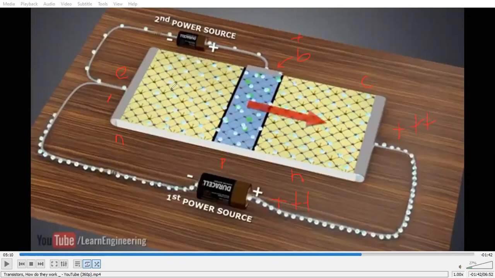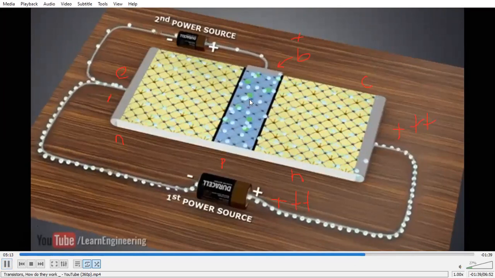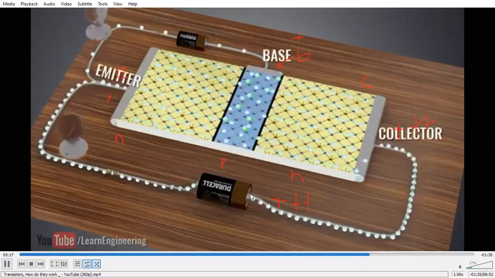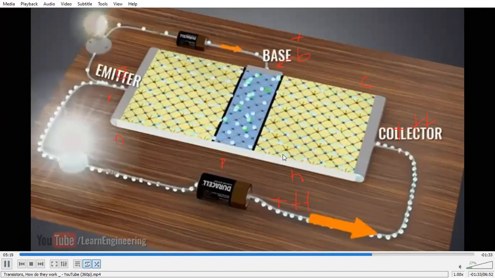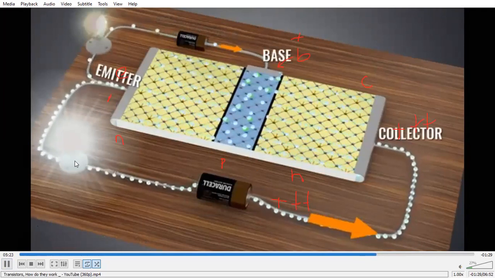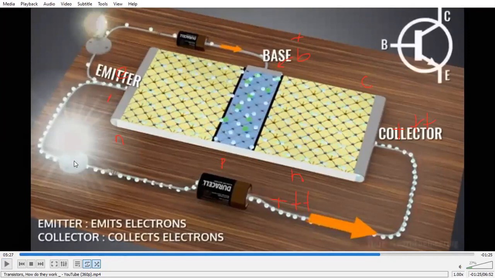So the electron will flow from your emitter to your base and collector. You can see less electron goes to base, more electron will go to collector. Why? Because the collector is more positive, and the base is just a tiny layer. That's why if you put a bulb at the collector, you can see the bulb is much brighter.